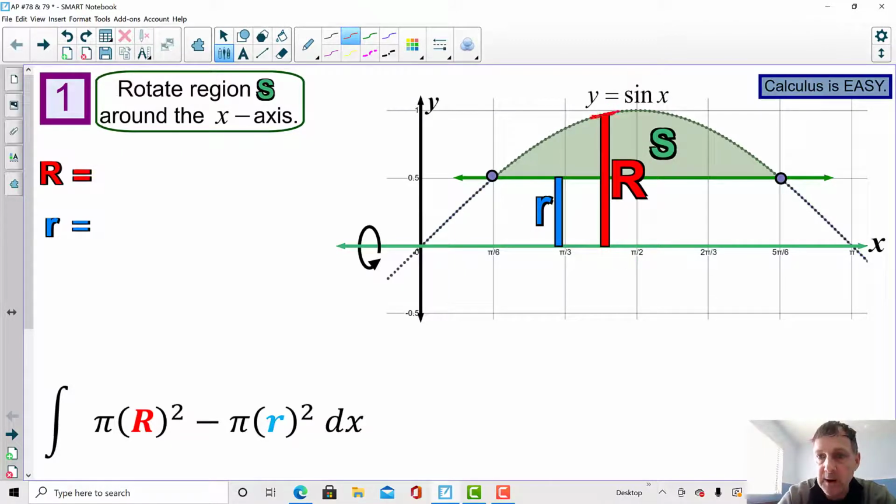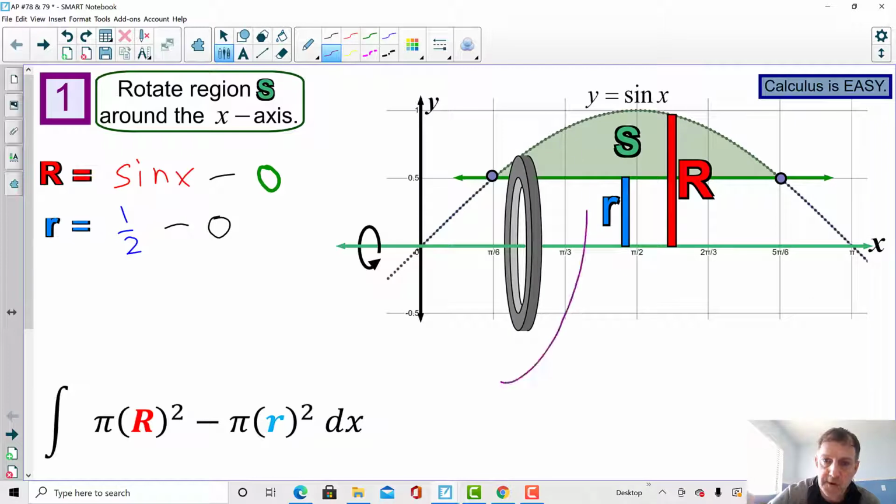Again, it's always going to be the top minus the bottom. So the top is the sine function, and the bottom is just the x-axis, so that's y equals 0. So it's just going to be minus 0. The little radius, the top is going to be 1/2. That's y equals 1/2. And the bottom is just going to be the x-axis, so that's y equals 0. So we're just going to do minus 0.